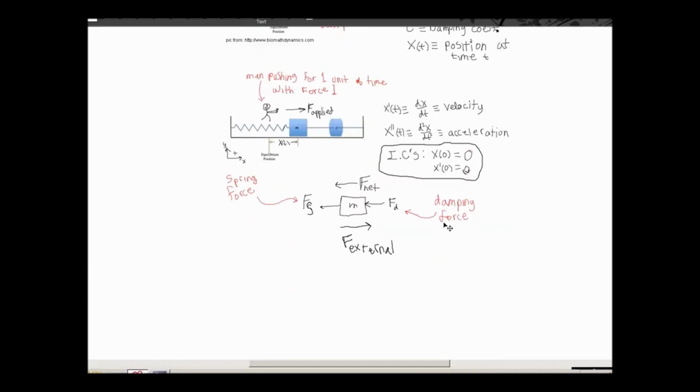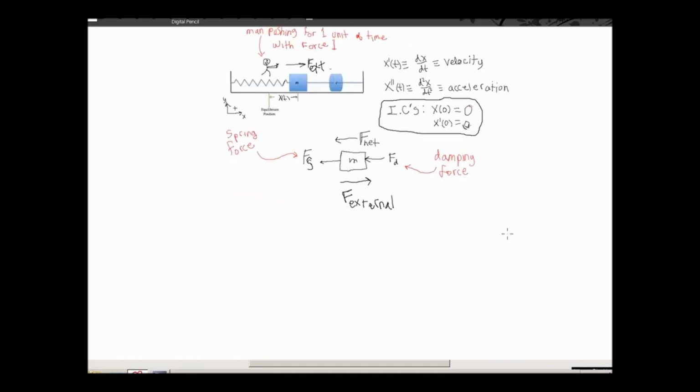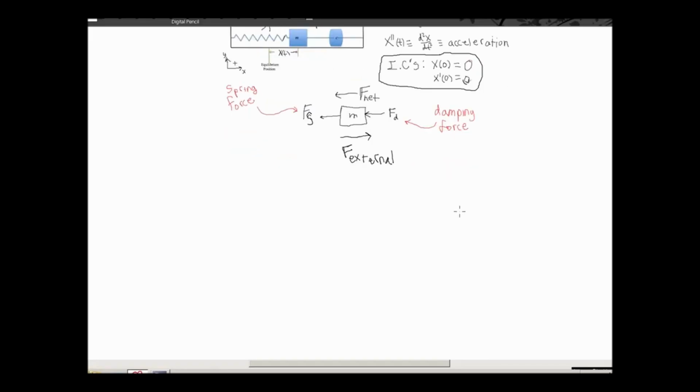In this situation, we're going to have an external force that's being applied. And the external force is going to be applied for 1 unit of time and with a magnitude of 1. Also, our initial conditions are x of 0 equals 0 and x prime of 0 equals 0. So the system begins at rest and is not moving. And then it feels this external force, and then it's released.